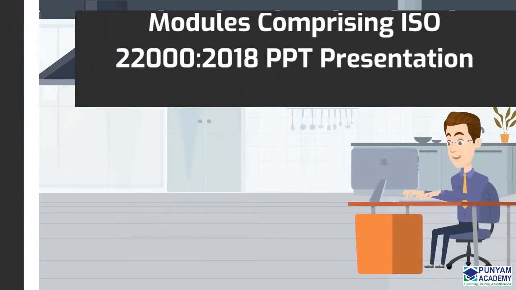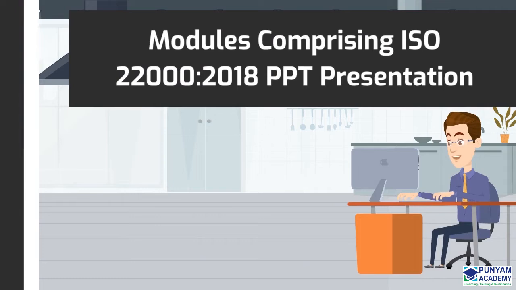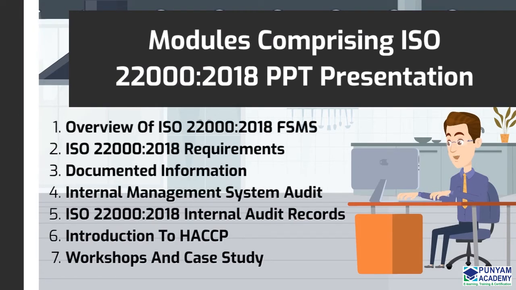The following modules are included in this ISO 22000 PPT package. Overview of ISO 22000. ISO 22000 requirements. Documented information. Internal management system audit. ISO 22000 internal audit records. Introduction to HACCP. Workshops and case study.